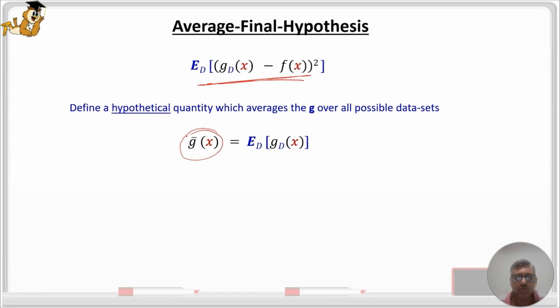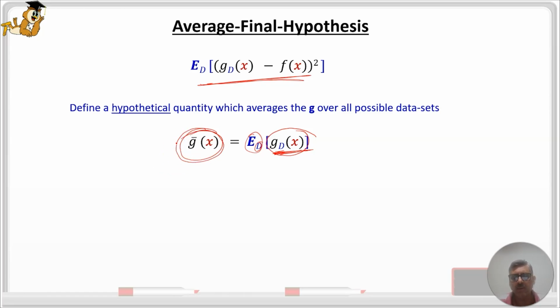We are going to define a quantity g bar, which is essentially the average or the expected value over all data sets of individual g^D, right? So understand what we are doing here. For each data set, we have a particular g, which is g^(D) right here. And for different data sets, we would have different g's. What we are doing over here is taking the average of all of those. Expected value over D is essentially the average of all of those. And this is that hypothetical quantity.